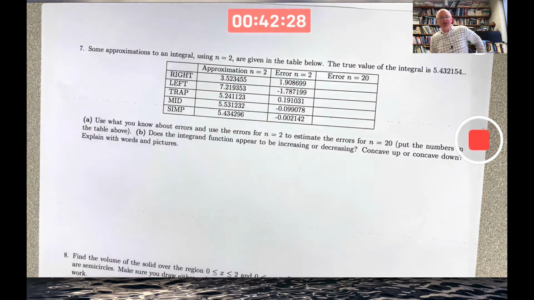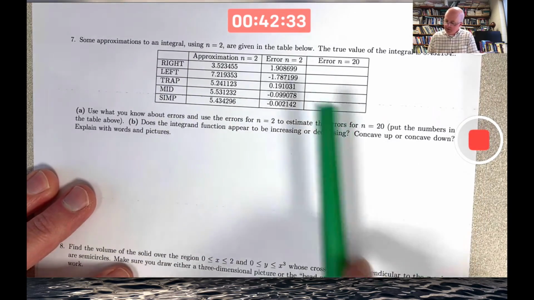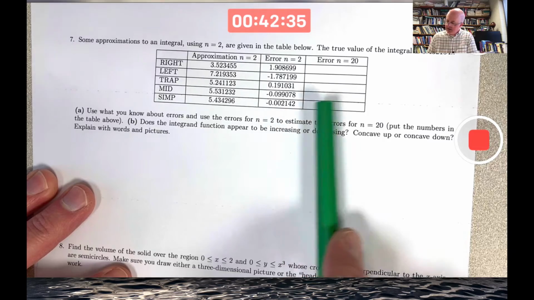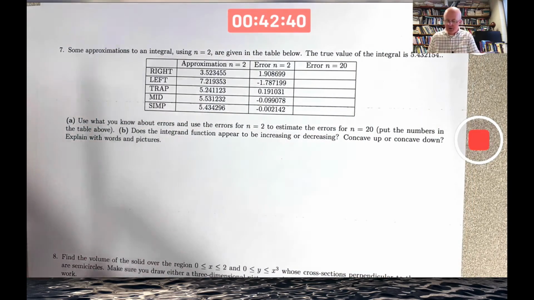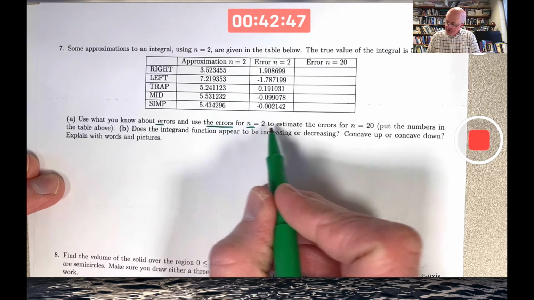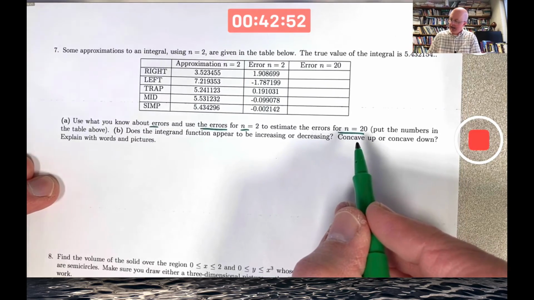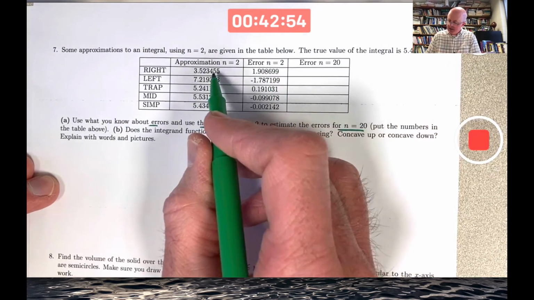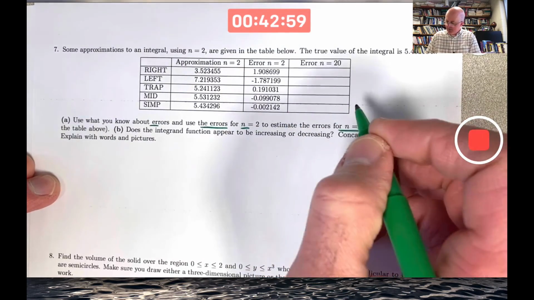Next problem. Some approximations to the integral for the various numerical approximations with n equal to 2 are given in this table, and the errors. The true value of the integral is this number. Okay, so this is related to this empirical approach to numerical integration. Part A, use what you know about errors and use the errors for n equals 2 to estimate the errors for n equals 20. And by the way, you can check in each case, actual value minus approximation does give you the corresponding error. So I'm trying to fill in this column first here.